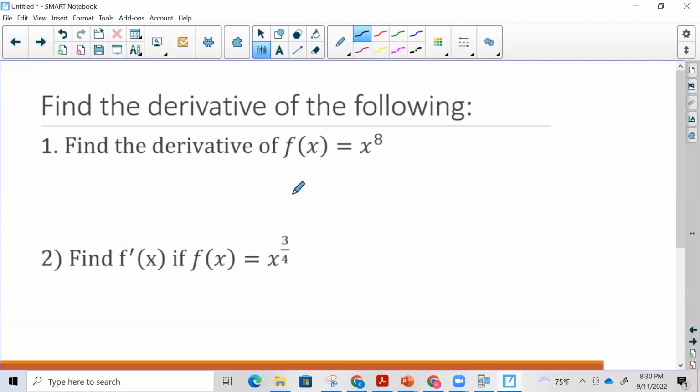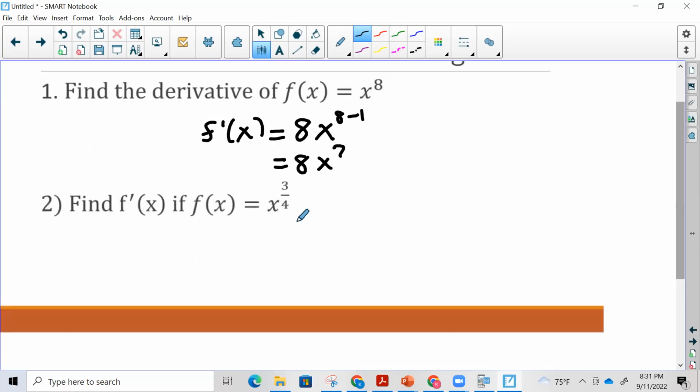So let's look at some examples. If we want to find the derivative of f of x equals x to the 8th, when we do the derivative, we need to use one of our notations. If it's a function like f or g or h, we usually put that function and then the apostrophe x. And then when we do this rule, we bring the 8 down to the front, put the variable there, and then subtract 1 from the exponent. So it becomes 8x to the 7th.